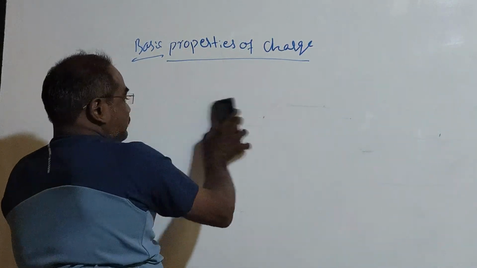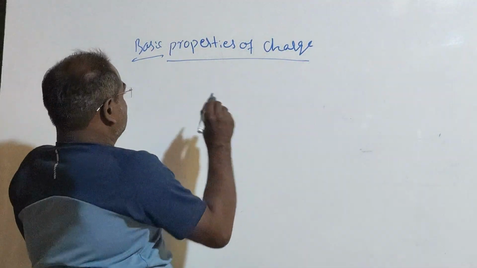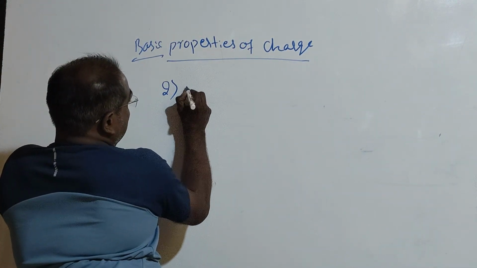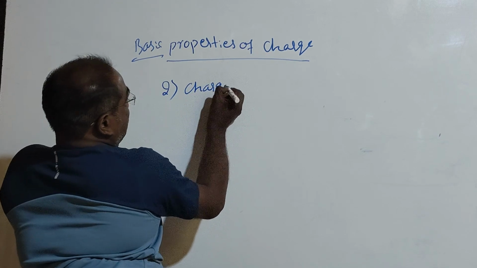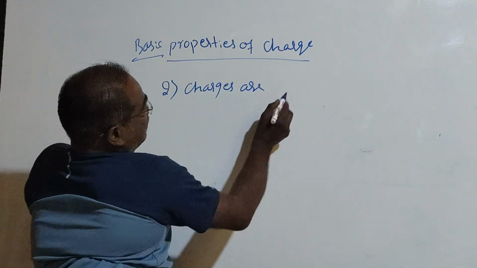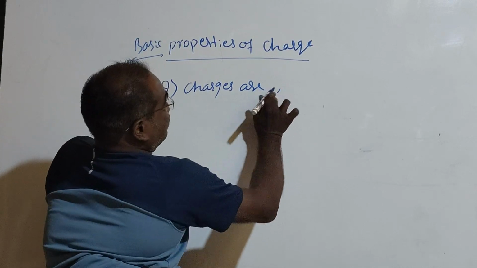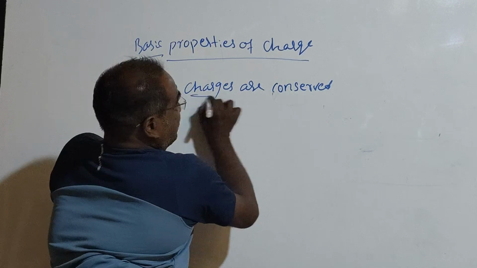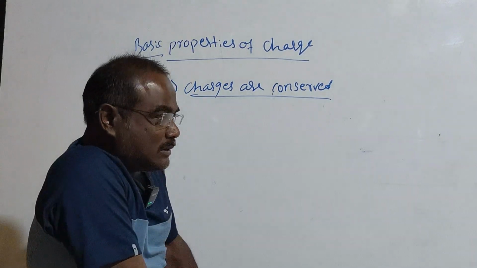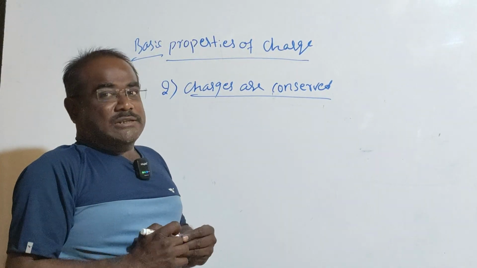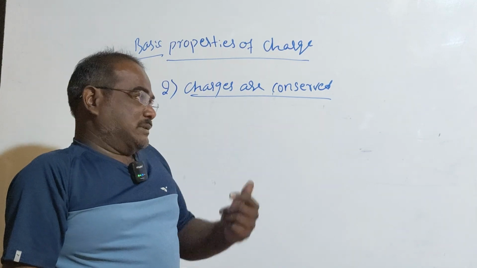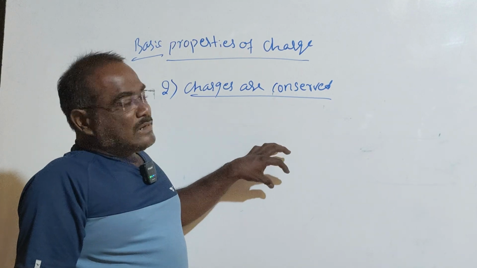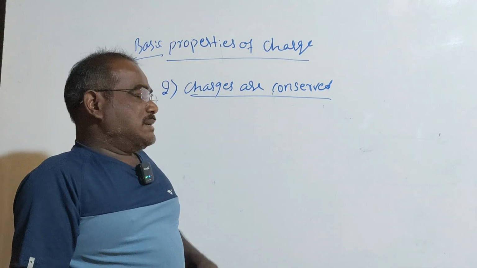Second property: charges are conserved. Charges are conserved means the total net charge of an isolated system is always conserved. I will repeat again. The total net charge of an isolated system is always conserved.